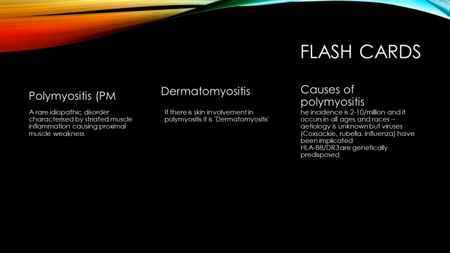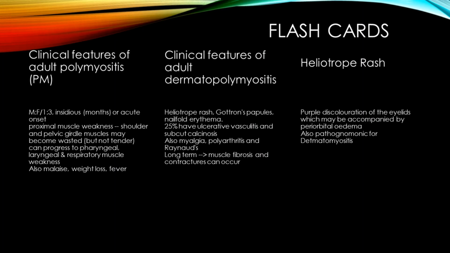Incidence is 2 to 10 per million and it occurs in all ages and races. Etiology is unknown, but viruses, for example Coxsackie, rubella, and influenza have been implicated. HLA-B8 and DR3 are genetically predisposed.